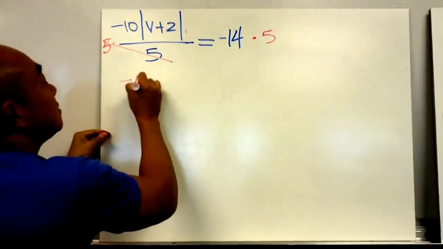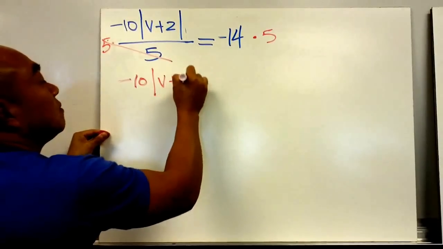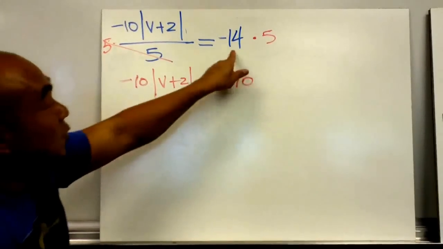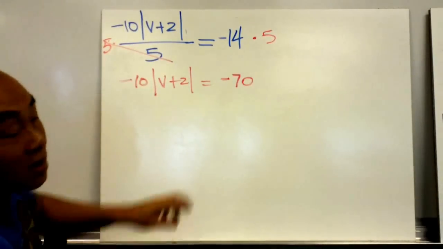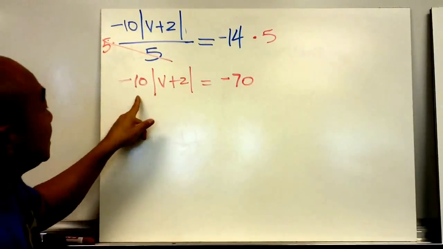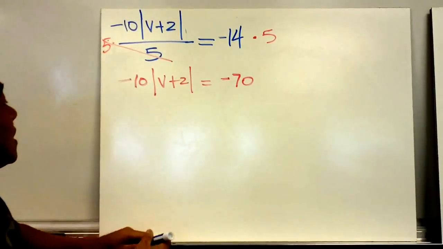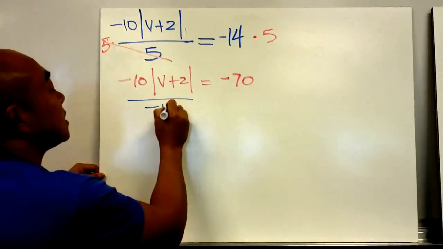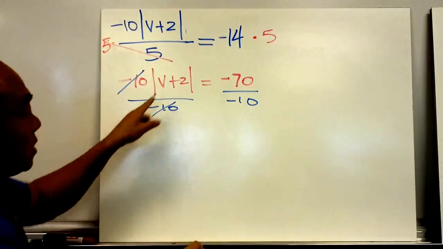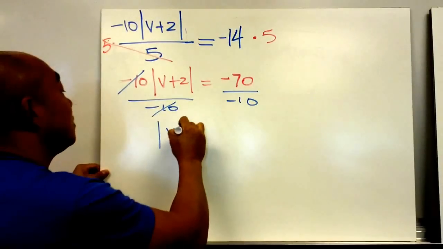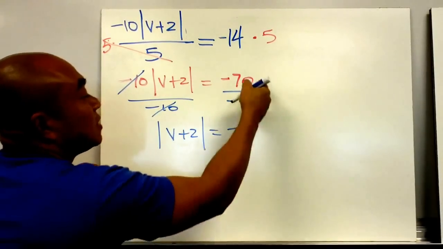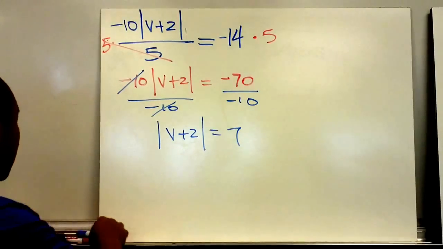I now have negative 10 absolute value is equal to negative 70. 14 times 5 is 70. And then positive and negative is going to give me a negative number. Now, I need to get rid of that negative 10 right here. To get rid of that negative 10, I'm going to divide both sides by negative 10. That's gone right here. That gives me 1. I now have just the absolute value of v plus 2 is equal to, and that looks like positive 7, because a negative divided by negative is going to give me a positive.